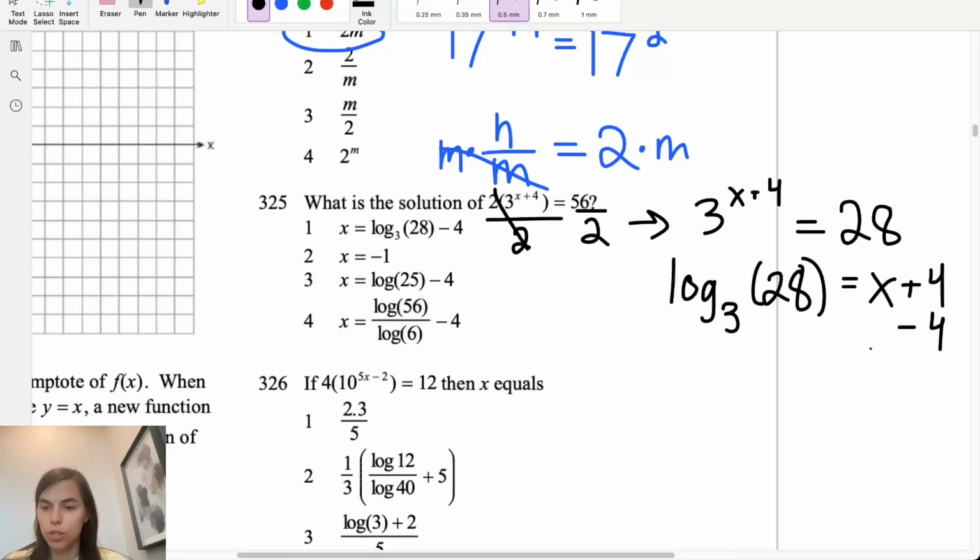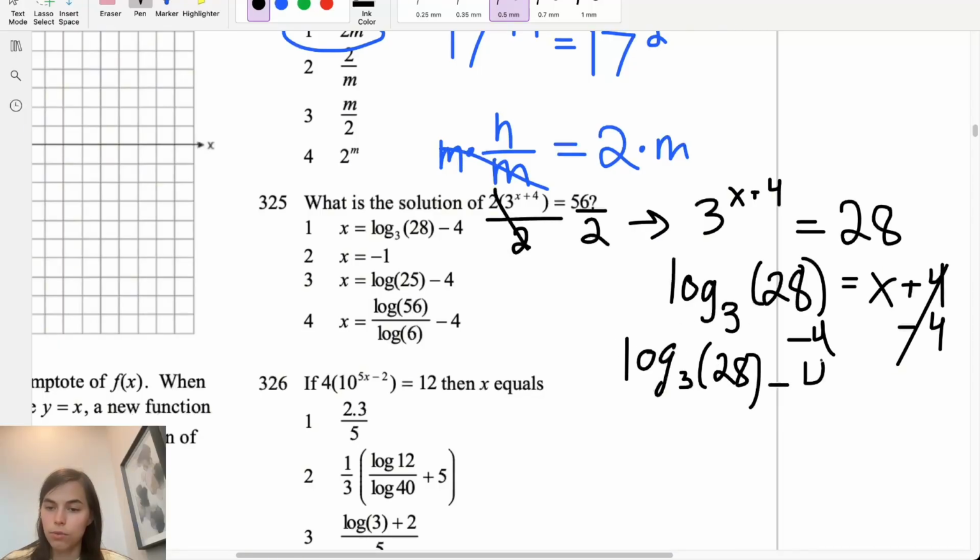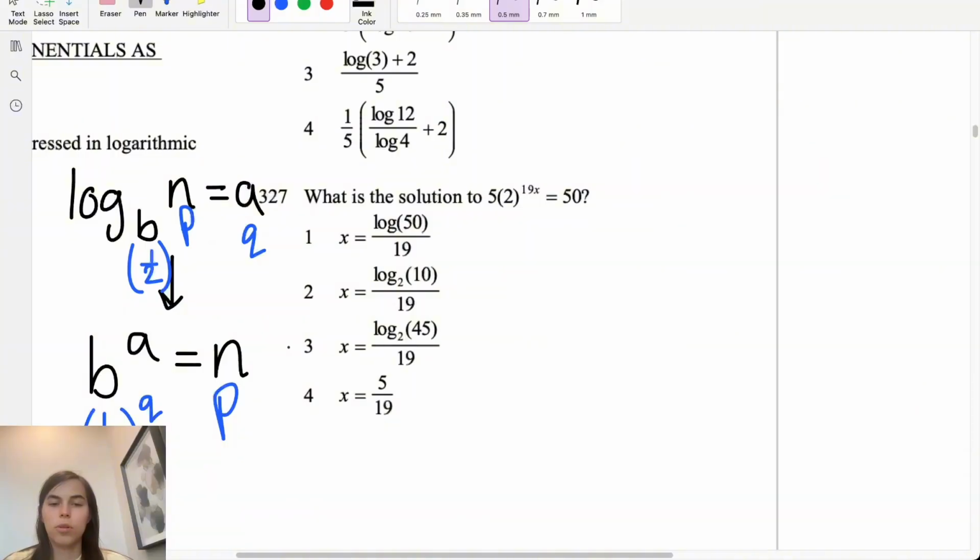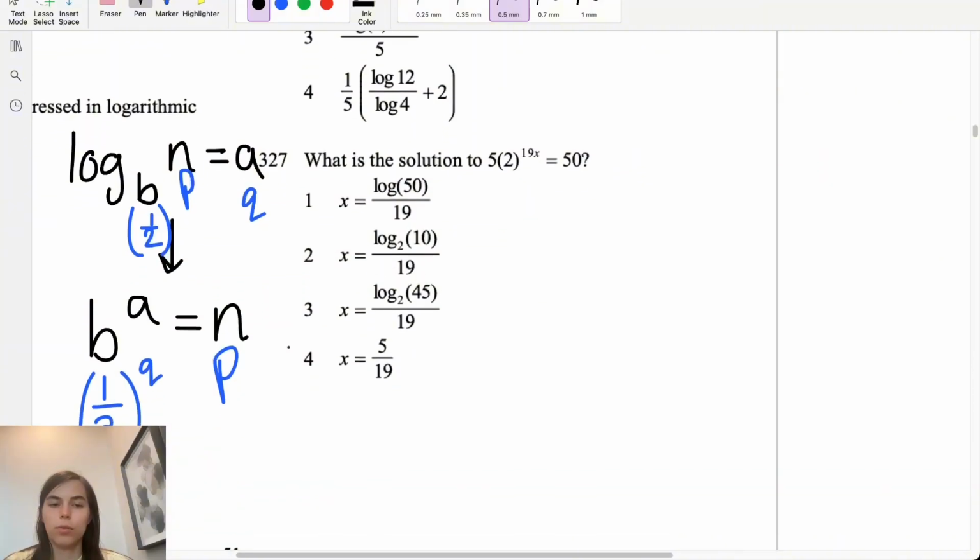Just subtract 4 from each side, and we end up with log base 3 of 28 minus 4 equals x. And that is choice 1. And this next problem is very similar, but let's just try another one, 327 here.